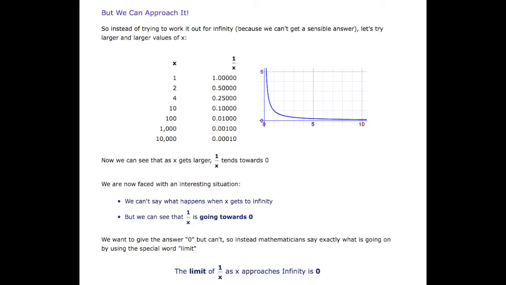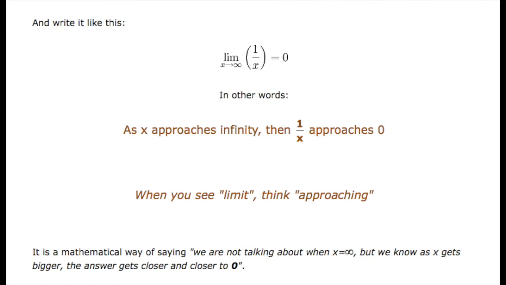We are now faced with an interesting situation. We can't say what happens when x gets to infinity, but we can see that 1 over x is going towards 0. We want to give the answer 0, but cannot. So instead, mathematicians say exactly what is going on by using the special word limit. The limit of 1 over x as x approaches infinity is 0. And it is written like this as shown in the monitor. In other words, as x approaches infinity, then 1 over x approaches 0.